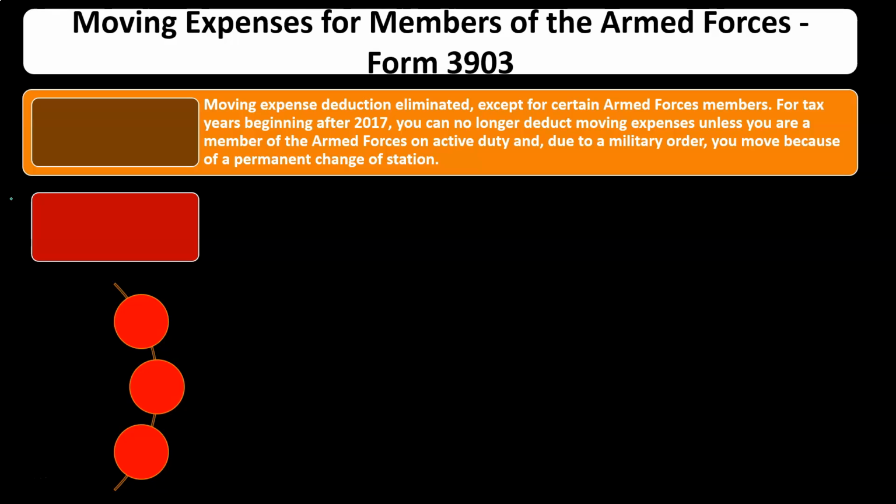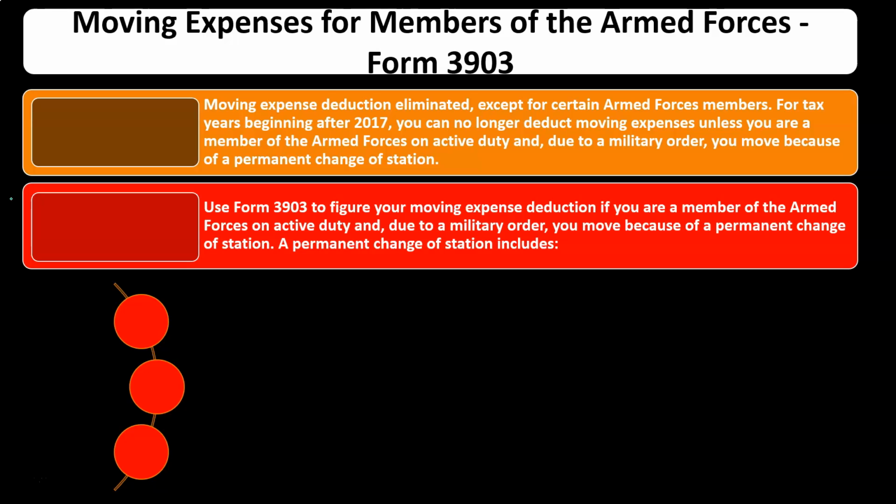For tax years beginning after 2017, you can no longer deduct moving expenses unless you are a member of the armed forces on active duty and, due to military order, you move because of a permanent change of station. Use Form 3903 to figure your moving expense deduction if you are a member of the armed forces on active duty and, due to military order, you move because of a permanent change of station.